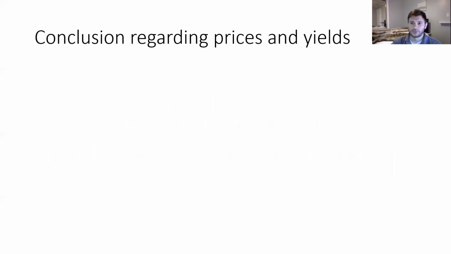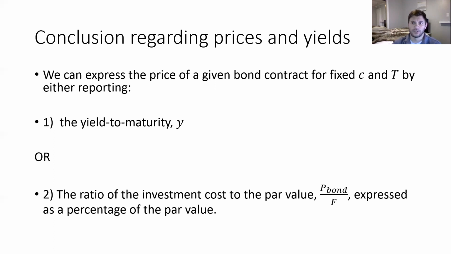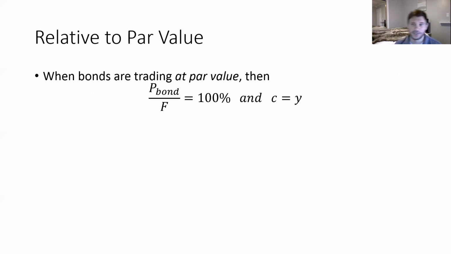So a couple concluding remarks. We can express the price of a given bond contract for fixed values of C and T by either reporting the yield to maturity, right? If we know what that interest rate is, we can discount the payments, we can calculate the price, we can calculate that relative to face value. Or we could just report the percentage at which the bond is trading relative to face value, relative to that par value, right? If the price of the bond's exactly equal to par value, then we say the bond is trading at par. And it turns out in this situation, you can show this analytically, the coupon rate and the interest rate, the yield on the bond, are actually the same if the bond is trading at par.